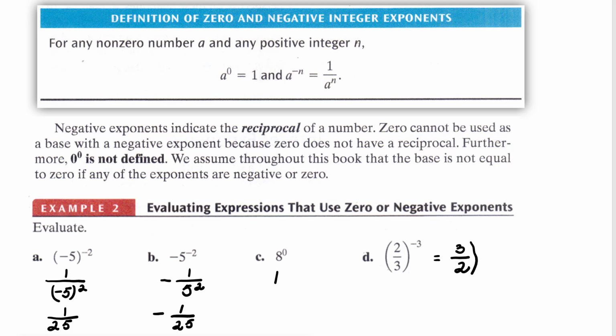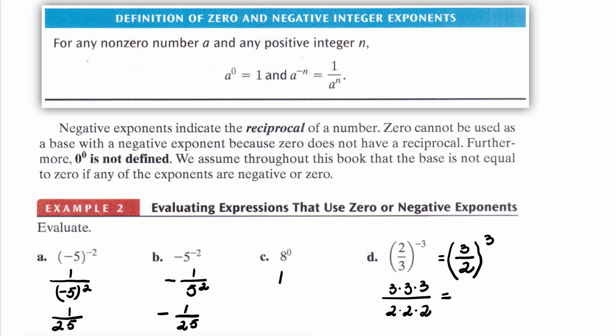2/3 between parentheses to the negative 3, we flip and change the sign of the exponent. So it's 3 over 2 to the third, and 3 to the third is 3 times 3 times 3, which is 27. And 2 to the third is 2 times 2 times 2, which is 8.